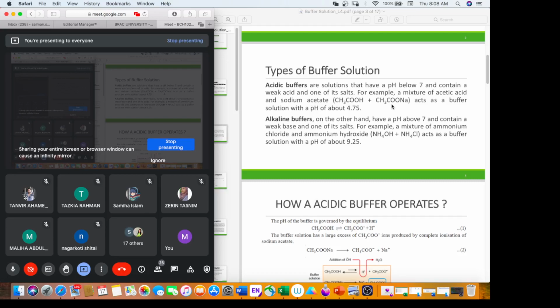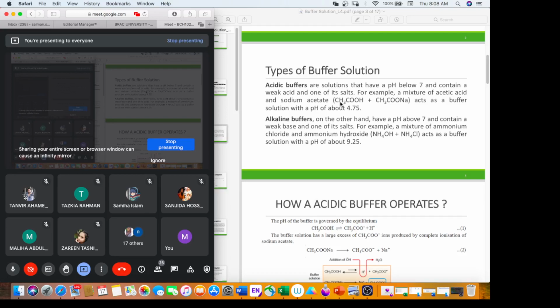Sir, I could not understand the last part. Can you please repeat? Okay, I am repeating once more. In an acidic buffer there will be two components: first an acid and then its corresponding salt. For example, here we can see an acidic buffer composition. Here acetic acid is the acid, and sodium acetate is its salt. Clear?